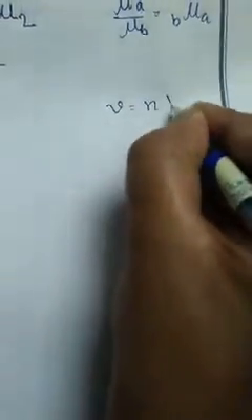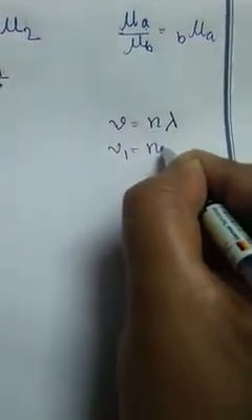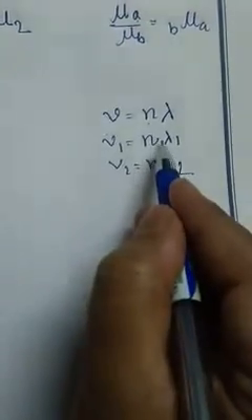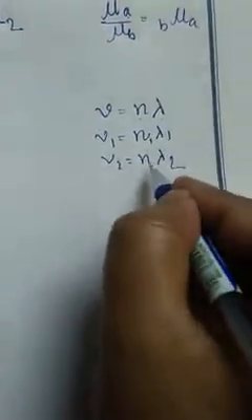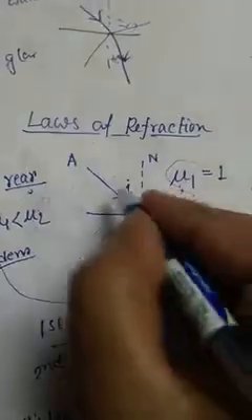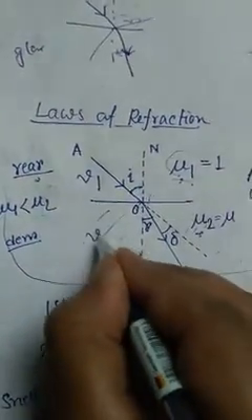And again we have another formula, v equals n lambda, right? Velocity equals frequency into wavelength. So v1 equals n lambda 1 and v2 equals n lambda 2. You may ask me, why sir, it is not n1 and n2? It will not be, because the frequency of light never changes when it goes from one medium to another. Do you know what v1 and v2 are? v1 is the velocity of light in this medium, and v2 is the velocity of light in this medium.